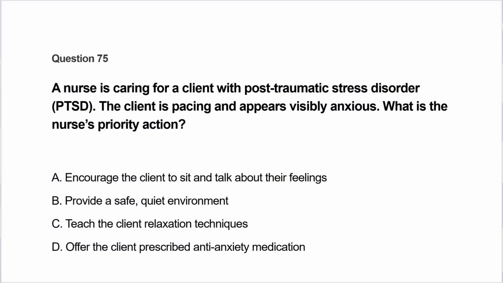75. A nurse is caring for a client with post-traumatic stress disorder, PTSD. The client is pacing and appears visibly anxious. What is the nurse's priority action? A. Encourage the client to sit and talk about their feelings. B. Provide a safe, quiet environment. C. Teach the client relaxation techniques. D. Offer the client prescribed anti-anxiety medication.